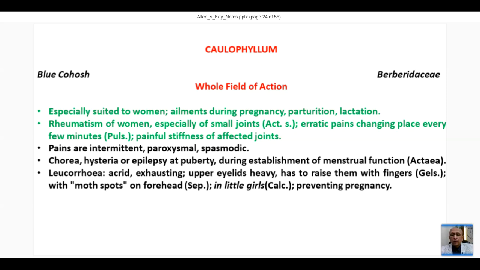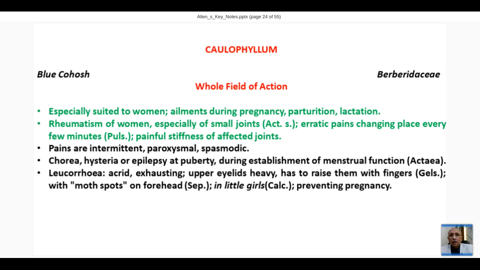See, pathology he is now explaining. Chorea is involuntary movement of any muscles or any organ. Hysteria features are related with the mind, histrionic features. A number of times it looks like affectation. Epilepsy at puberty, specifically mentioning. Whenever a girl enters into puberty, epilepsy starts. See, very clear-cut indication. During establishment of the menstrual function, epilepsy starts. Sometimes it looks hysterical. Till that period, nothing was there. And how has this happened?